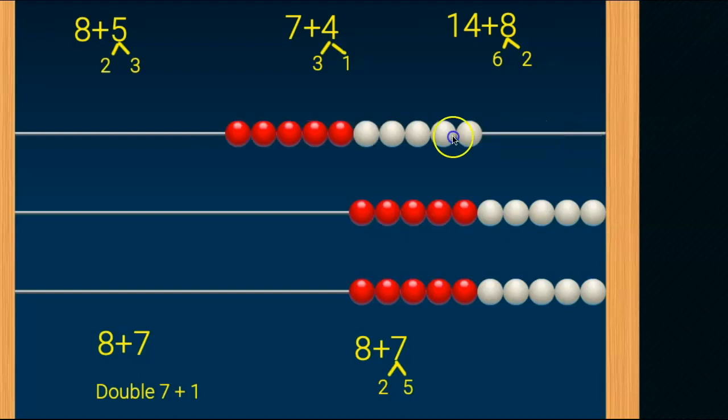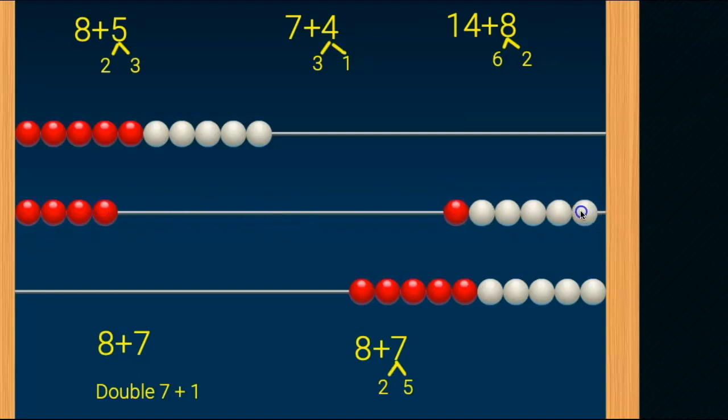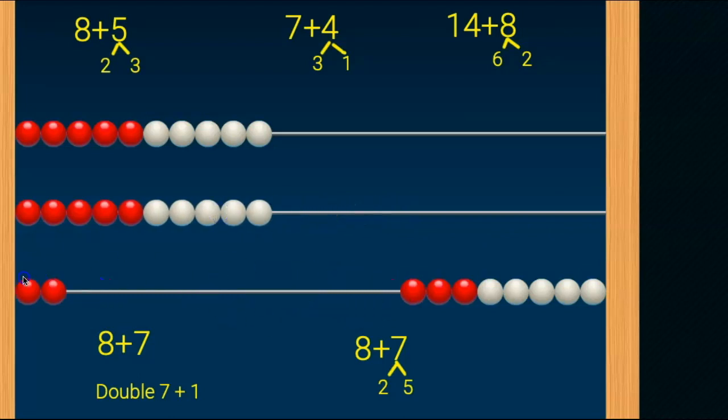So here we would take our 14, there's 10, and 4 more is 14, and we can see that it would take 6 to get to the next 10. So let's add our 6, and then we'll add the rest, 2 more. So 14 plus 8 can be seen as 20 plus 2. Let's look at one last problem.